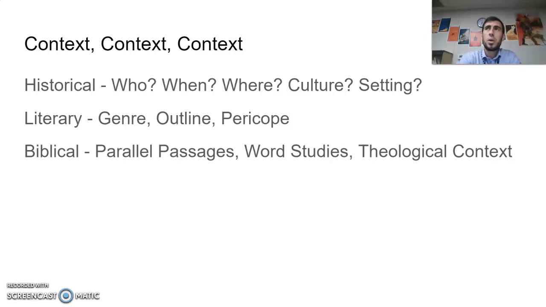This is where we read words inside sentences, inside paragraphs, inside units of thought, inside the whole book, inside the whole Bible, right? So the first thing to remember is that the Bible is two libraries of books, and those libraries have different genres. There's poetry in the Bible, there's wisdom literature, there's historical narrative, there's prophecy, there's personal letters, there's apocalyptic literature, right?